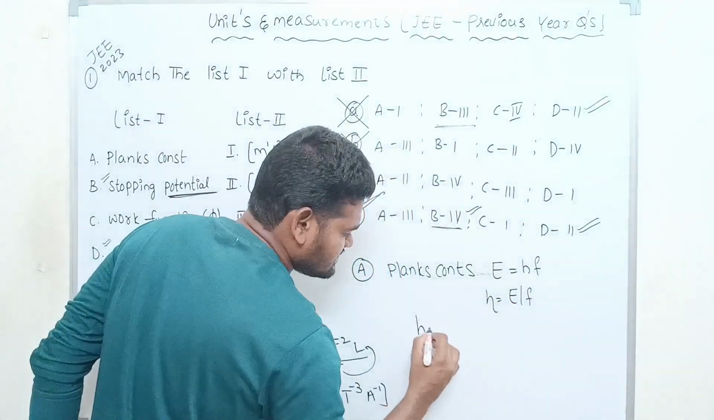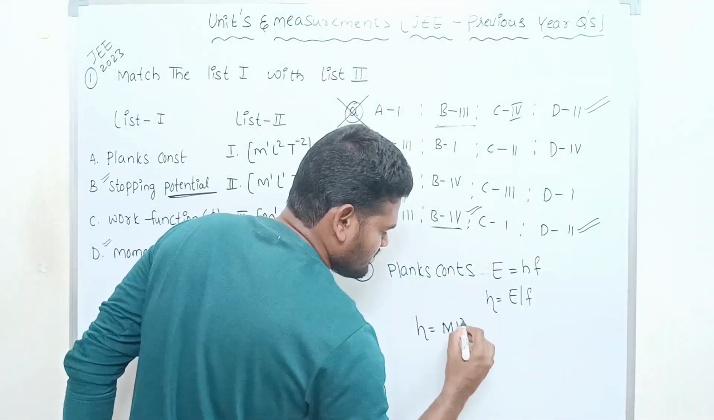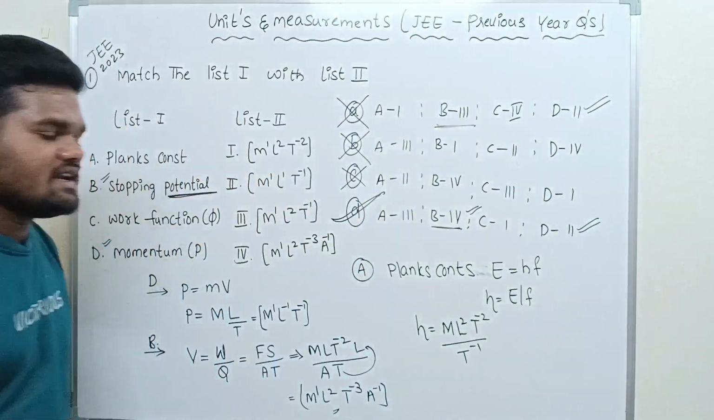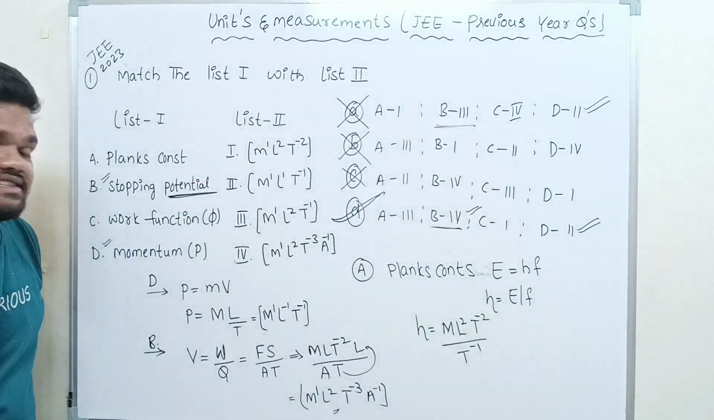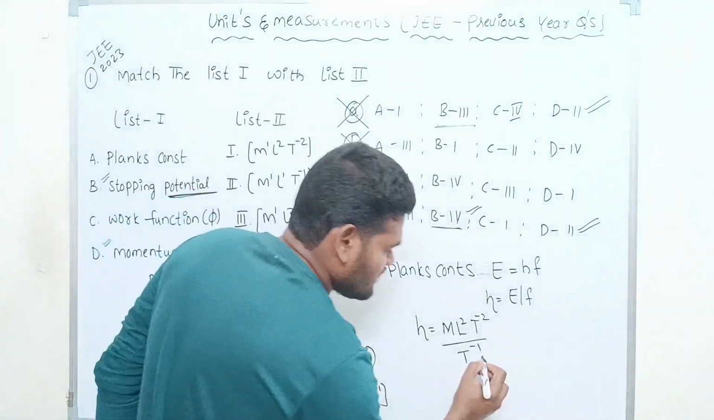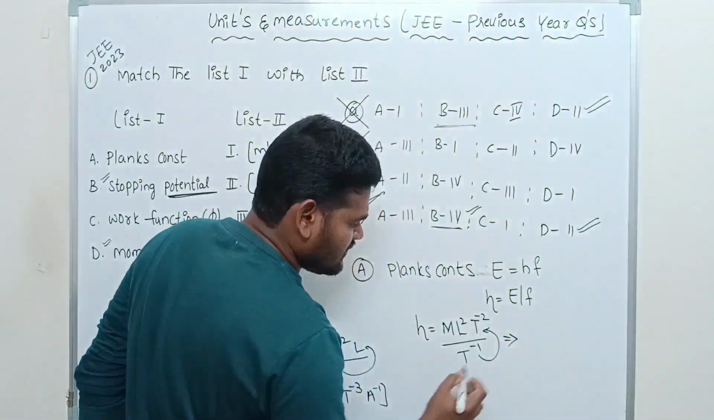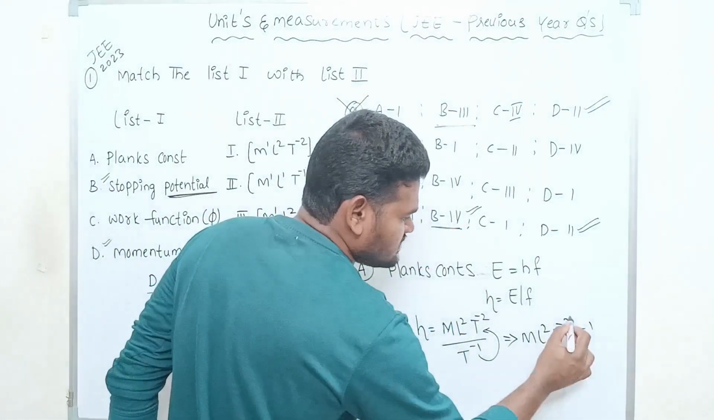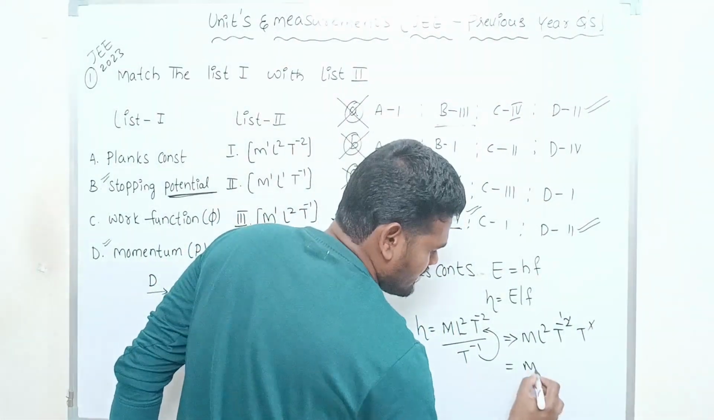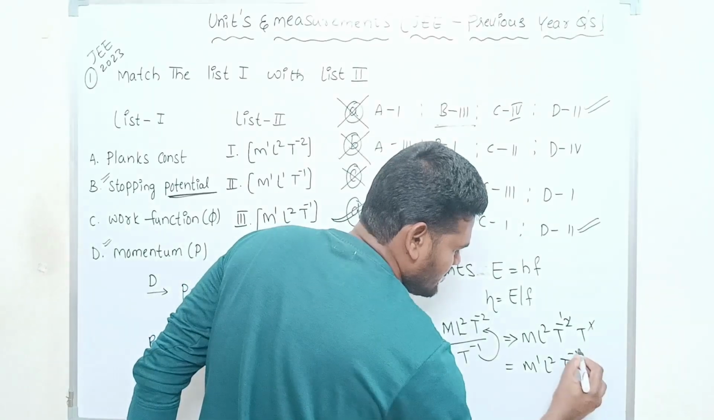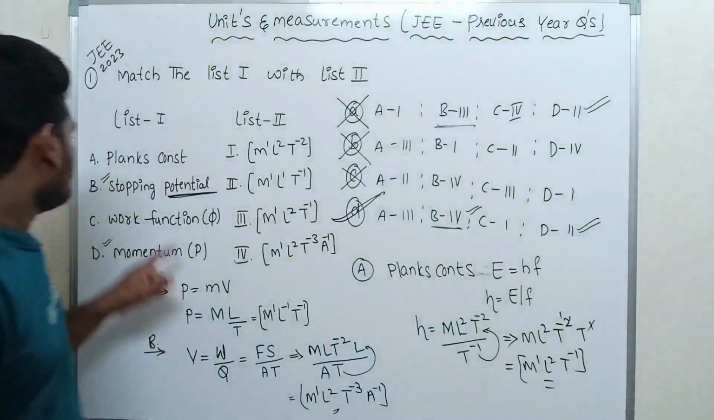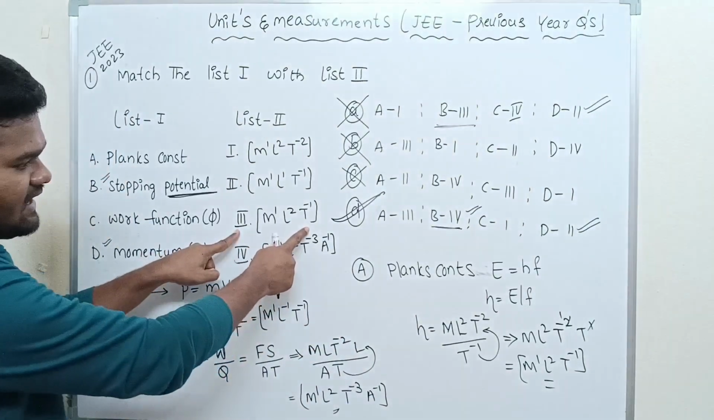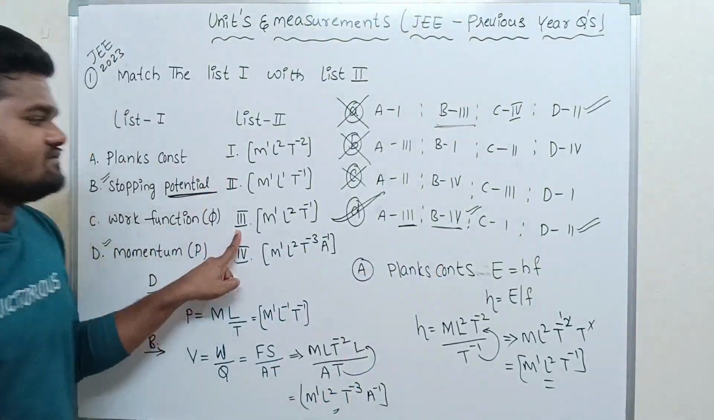What is E? Energy, M V square, divided by F, frequency, which is T power minus 1. Already we have discussed all these things in lecture number 2. If T comes to the numerator, M L square T power minus 2, T power 1, minus 2 and 1, cancel out, and you will get M power 1, L square, T power minus 1. So have a check: A is M power 1, L square, T power minus 1, which is A3.